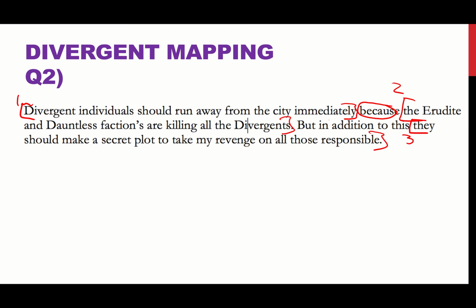So divergent individuals should run away from the city because dauntless are killing everyone. So 2 is the reason why you should run away. But 2, the killing of all the divergents is also a reason why you should make a plot to carry out revenge. Divergent reasoning.